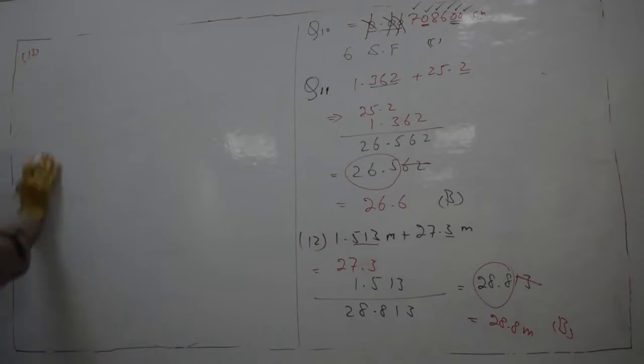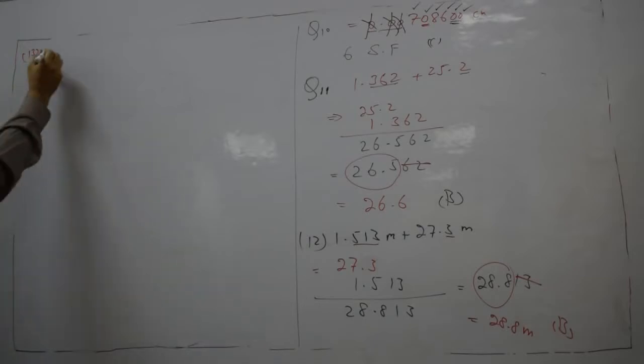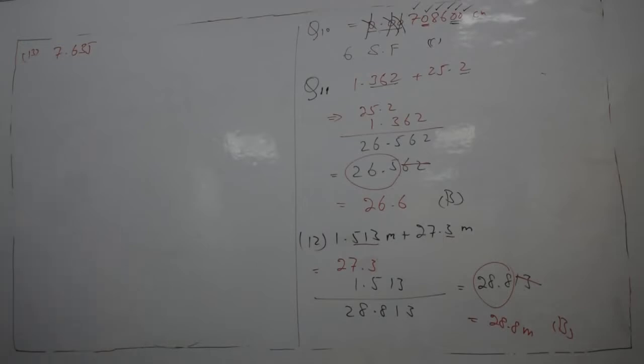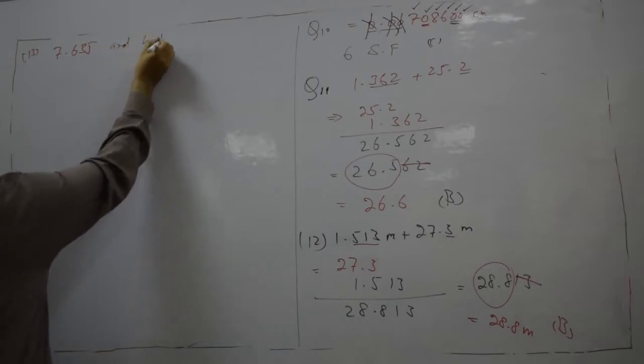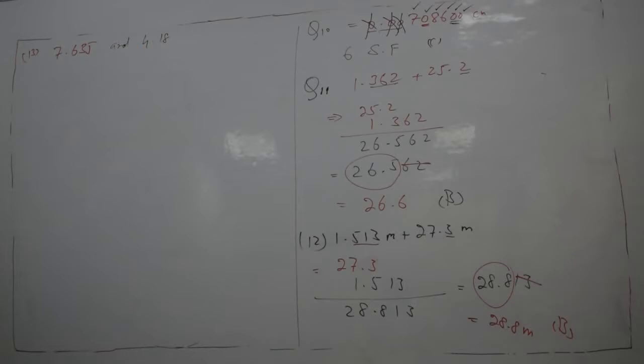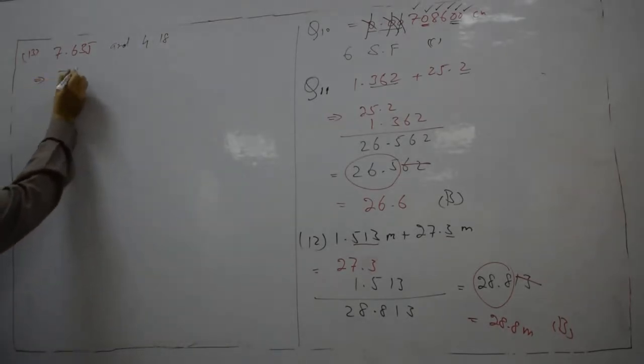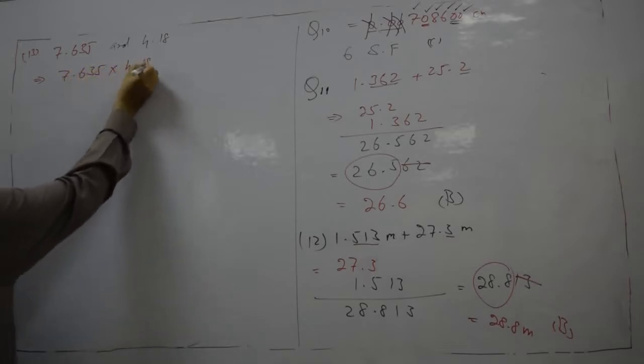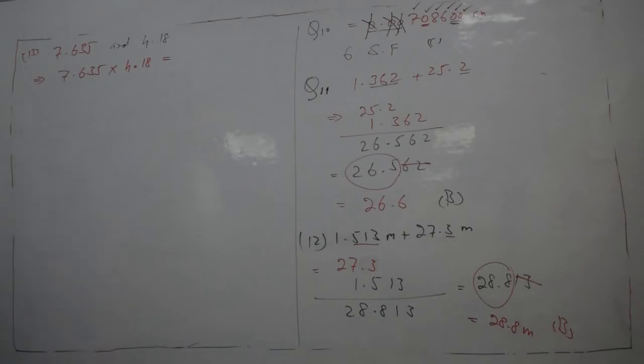Now come towards MCQ number 13. MCQ number 13 says that if 7.635 and 4.18 are the two significant figures, their multiplication in digits will be, so we have to multiply these numbers. 7.635 multiplied by 4.18. We have to multiply these numbers and tell the answer with the correct significant figures. So multiply it by calculator.